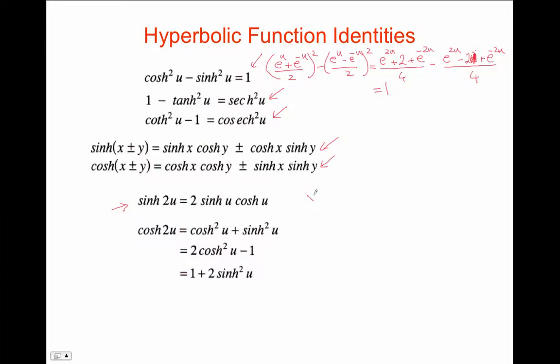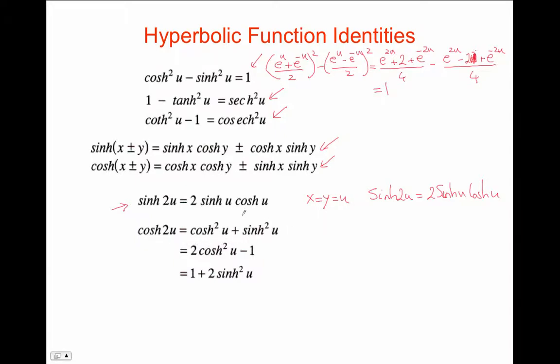Just take x equal to y equal to u. So take it in the first one over there and you get sinh of x plus y, which is 2u. And that's sinh u cosh u, and then that doubles up over here. So that's 2 sinh u into cosh u. Similarly, this one over here, cosh 2u is cosh squared u plus sinh squared u.